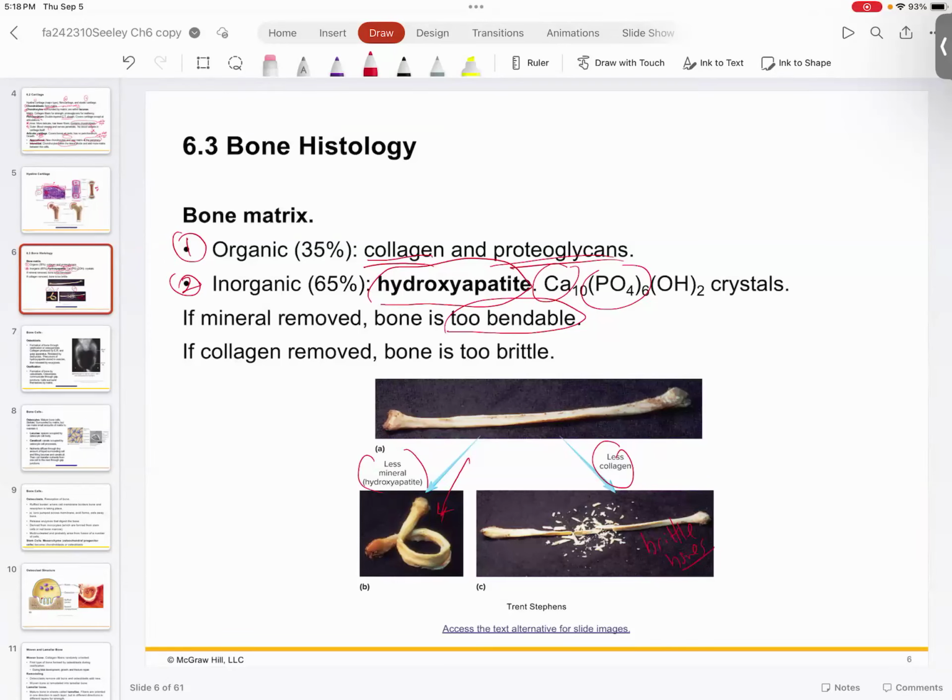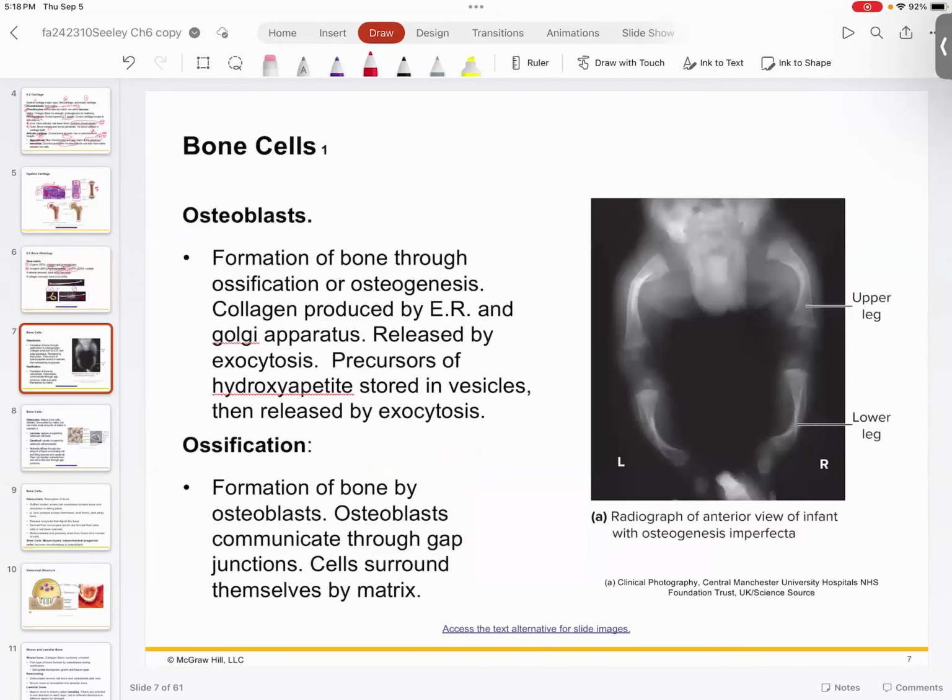So the collagen basically prevents the brittleness. All hydroxyapatite makes it too brittle. All collagen makes it too flexible. And so you have to have a mixture of the two, organic and inorganic pieces, in order to get the perfect structure of the bony matrix that we want.